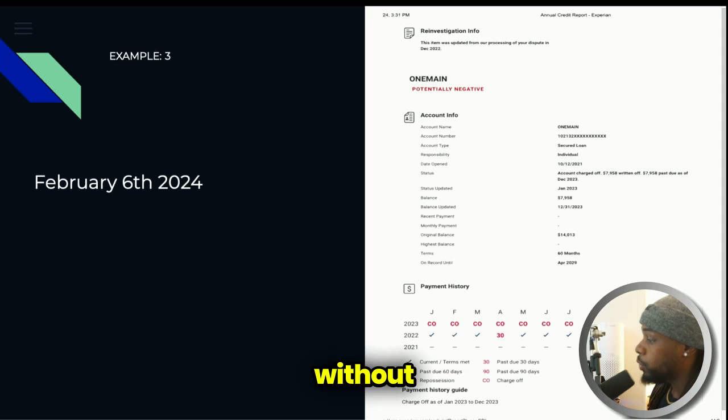But without you having to look too hard, I'm sure you can already see it's repeating charge off every single month. Easy one, right? My goal is to have you guys look at accounts and be able to tell right off the bat what the problem is. So the original balance was $14,013. The balance is $7,958. So clearly they sold the vehicle at auction. The remaining balance is $7,958.